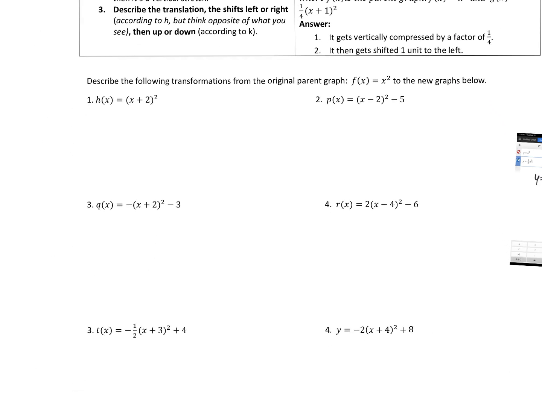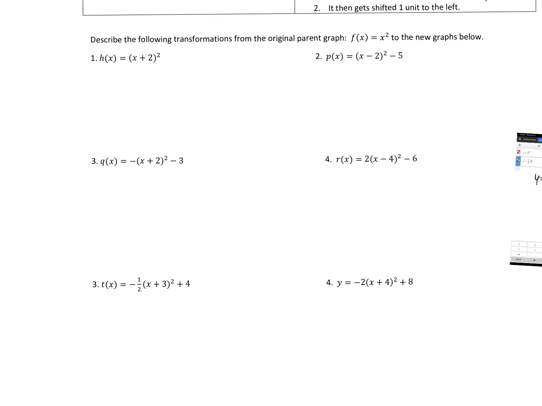So we have our new equations down here. From the parent graph, f of x, which is equal to x squared, to these new graphs, h of x, q of x, t of x, whatever the other name is, describe the transformations. Which one would you guys like to see? Pick one. Number 1. Number 1.